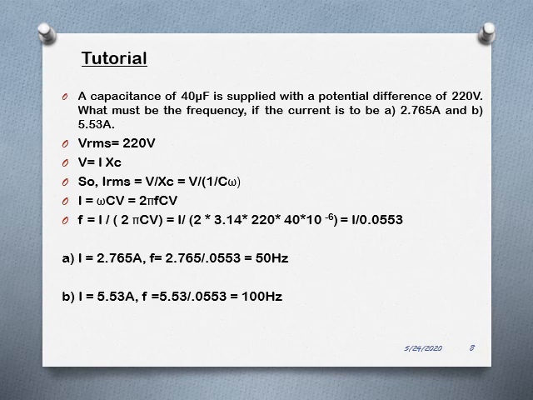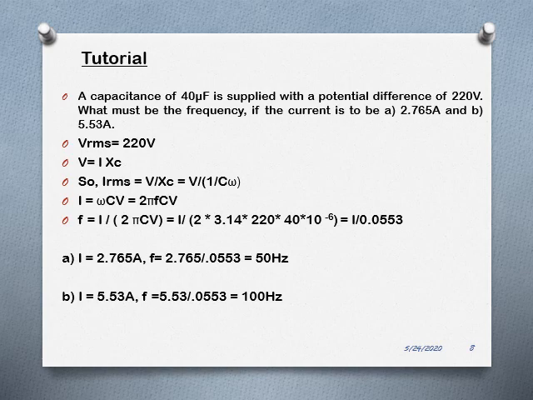That is 2 pi f C V. So the equation you can write in terms of frequency. It becomes f is equal to I divided by 2 pi C V. So substitute for all the known quantities: I divided by 2 into 3.14 into 220 into 40 into 10 raised to minus 6. So you will get it as I divided by 0.0553.